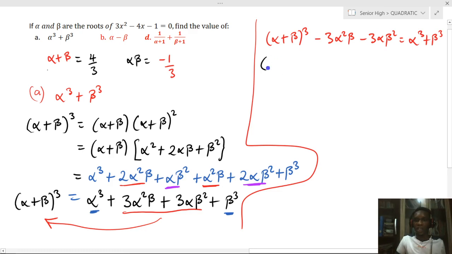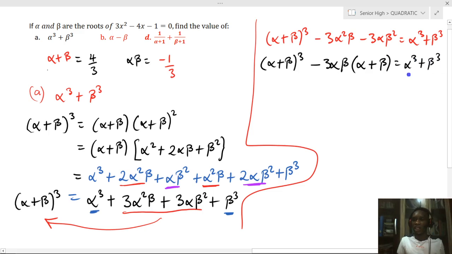I can factorize this as alpha plus beta raised power 3. Then minus can come out. We have 3 also as something that's common. What again is a common factor? Alpha is a common factor between the both of them, and beta as well. And so I can bring out what's going to be remaining. It will now be remaining what? Alpha plus beta is equal to alpha raised power 3 plus beta raised power 3.